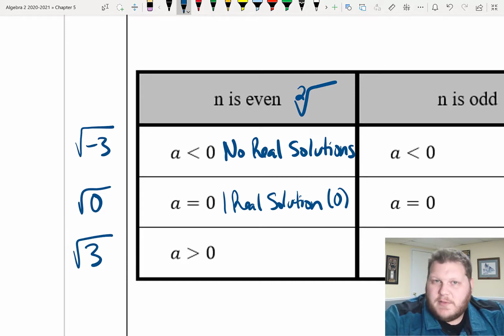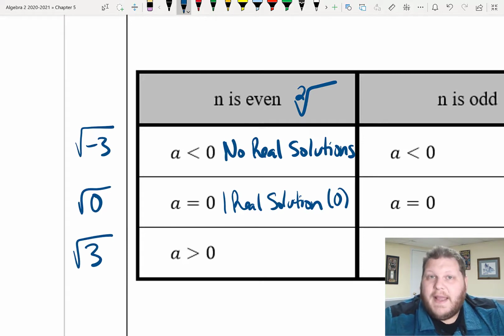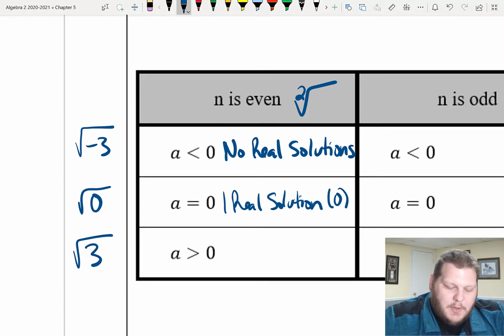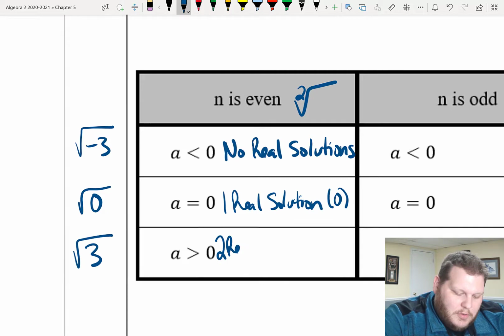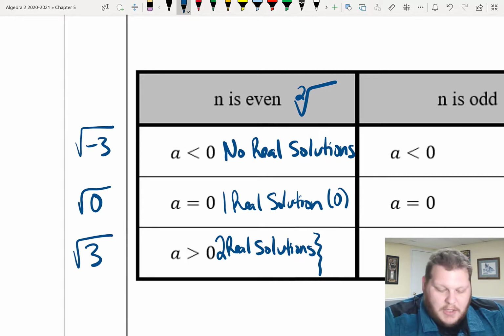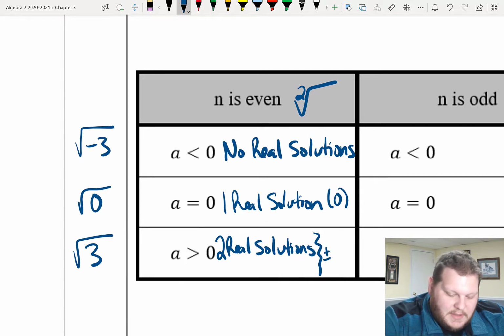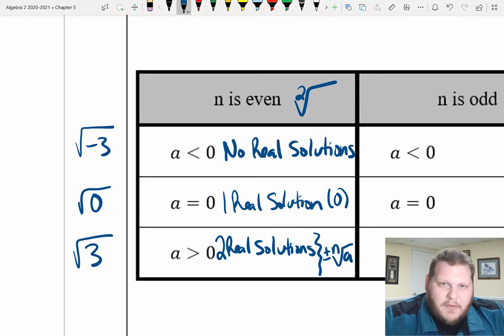Whatever that number is, 1.7 something, there's one positive and one negative of that to give me the square root of 3 after I take my square root. So here I end up with 2 real solutions, and those solutions are just plus or minus whatever the nth root of a is. You'll have to be able to figure those out, and we'll work on that in a little bit, but at least those are our options.